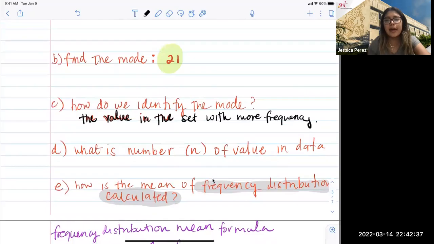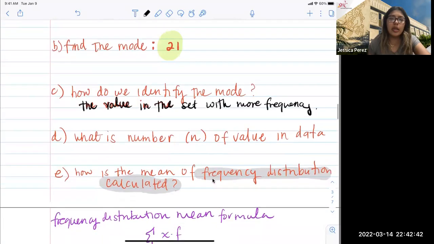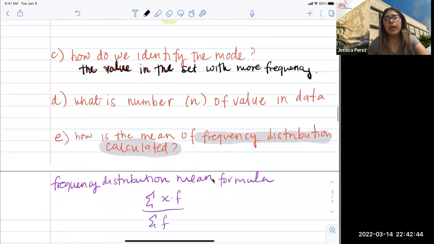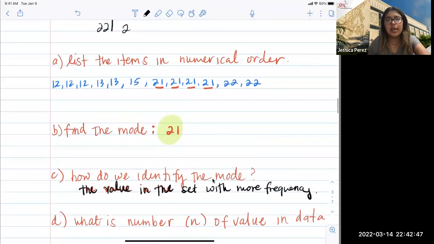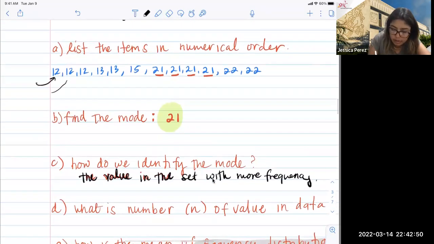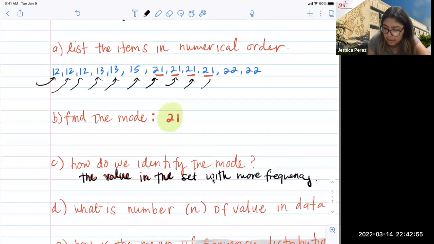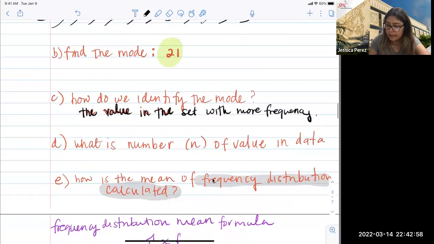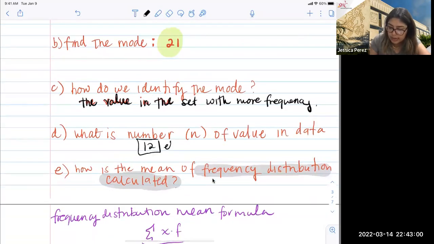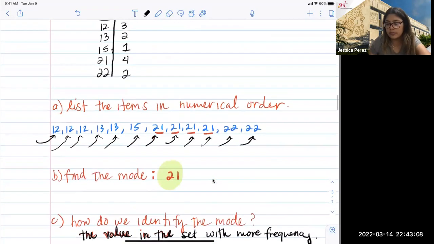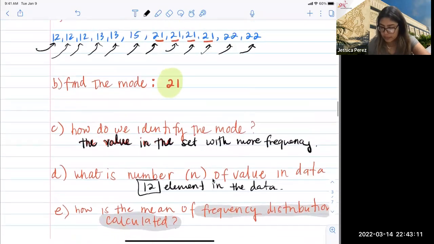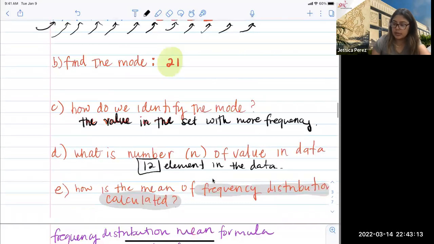What is the n value in the data? So the number in n, or in this particular value of the data, is how many elements we have. So we have 1, 2, 3, 4, 5, 6, 7, 8, 9, 10, 11, 12. We have a total of 12 elements in the data. Okay. That's what we have.